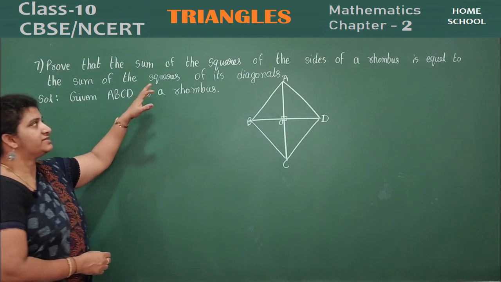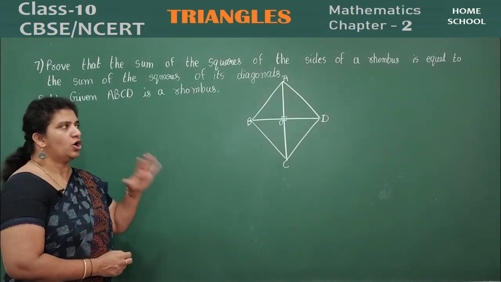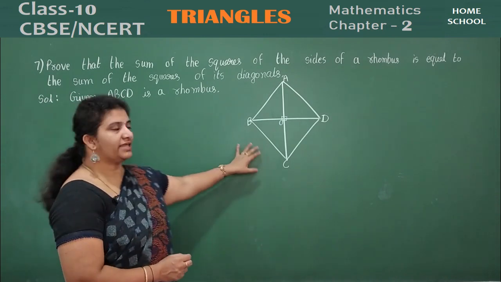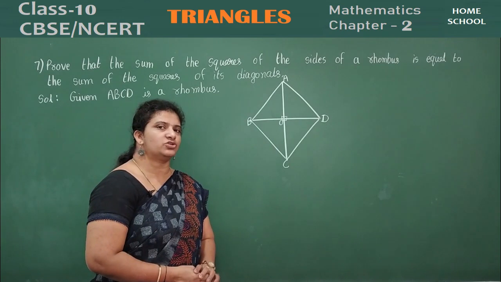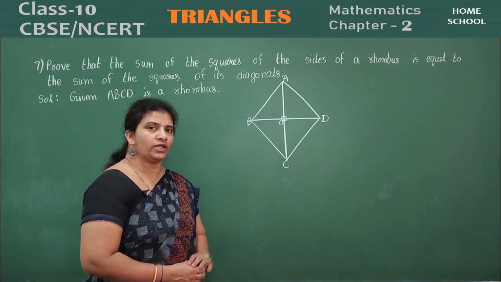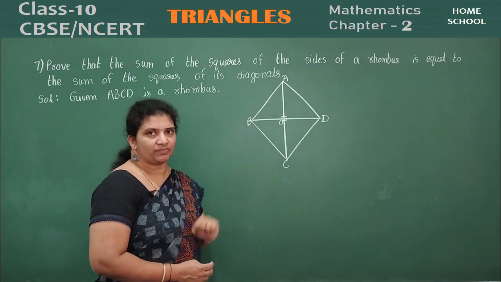Prove that the sum of the squares of the sides of a rhombus. Okay, let me stop here. So see the rhombus here. ABCD is a rhombus. How many sides does it have? 4 sides. What are those? AB, BC, CD, DA. Right?